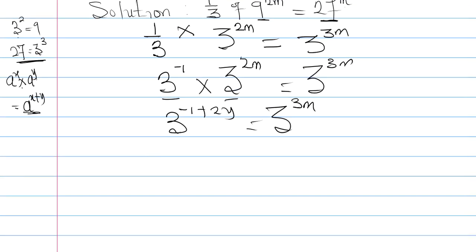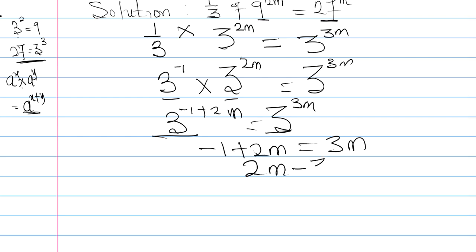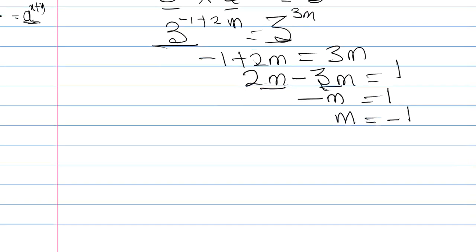Right? Here now, this base cancels this one. So it means minus 1 plus 2m, sorry, this one is m, not y, equal to 3m. So let me collect the like terms, and here I can say minus 1 equal to 3m minus 2m, that is m. Let me just do that: 2m minus 3m equal to 1. This will give me minus m equal to 1. Now multiply everything by minus 1. It means my m is equal to minus 1. So we are done with this.